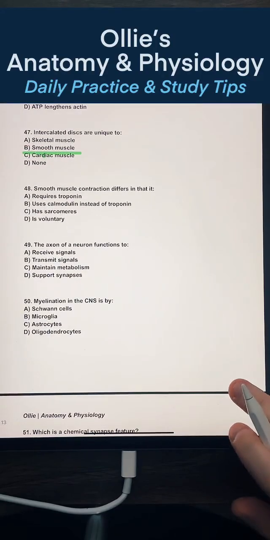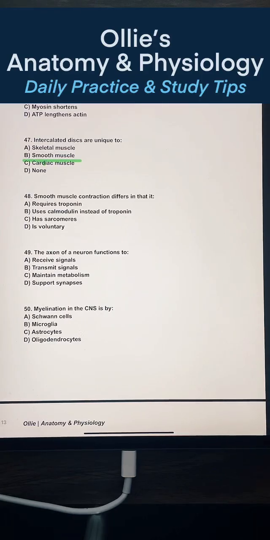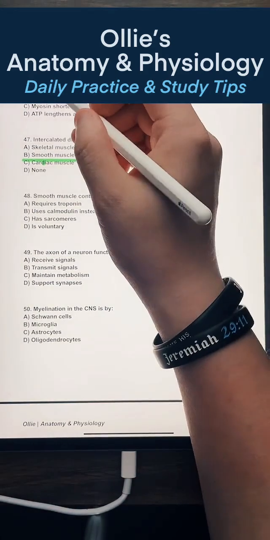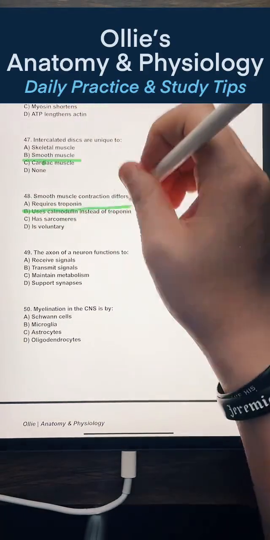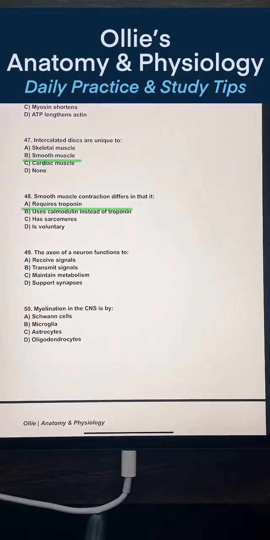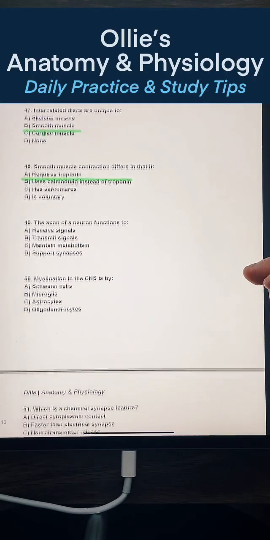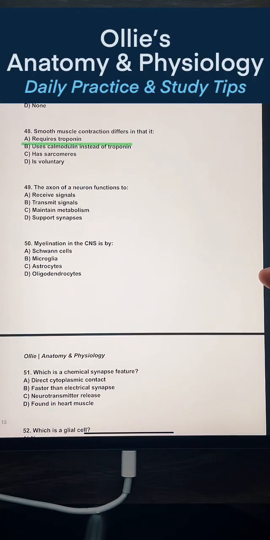Number 48, smooth muscle contraction differs in that it what? A, B, C, or D? The answer is B. It's going to use calmodulin instead of troponin. Calcium binds to calmodulin, which activates MLCK, which is going to phosphorylate myosin. Skeletal uses troponin.